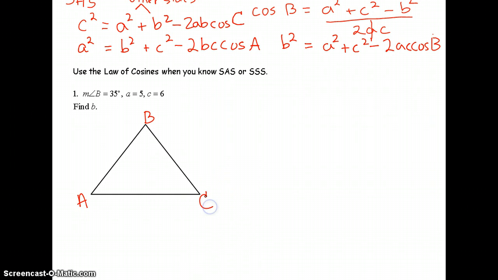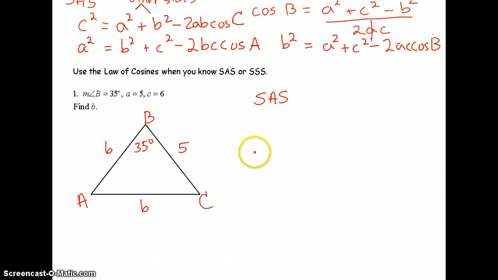And so they gave us that angle B was 35 degrees, and A was 5, C was 6, and they're asking me to find my lowercase b right here. So notice that they've given me side, angle, side. So this is what they've given me.